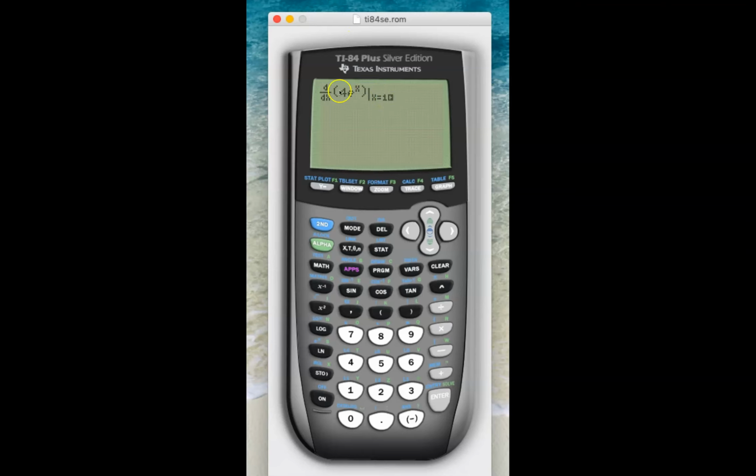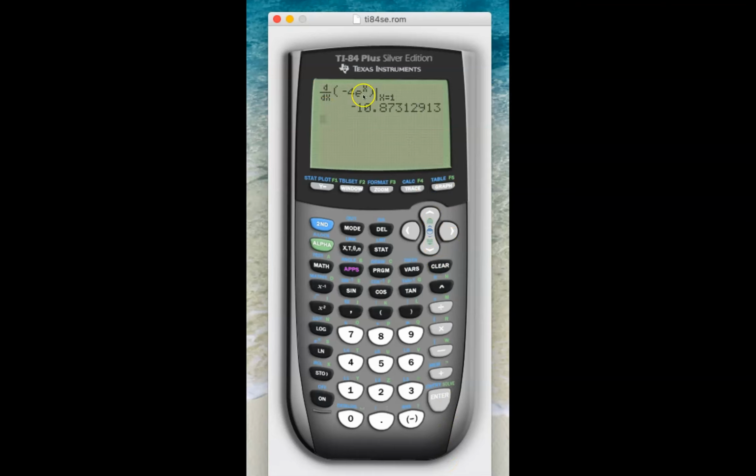Oops, I'm sorry. I realize now this is supposed to be -4. Sorry, let me go back. I'm going to do second, insert, and I'm going to type in a negative sign, not a subtraction, because it doesn't understand that that's negative. Okay, and then now I'll hit enter.